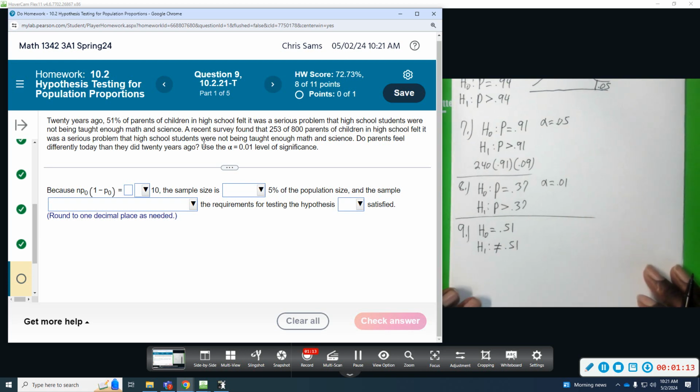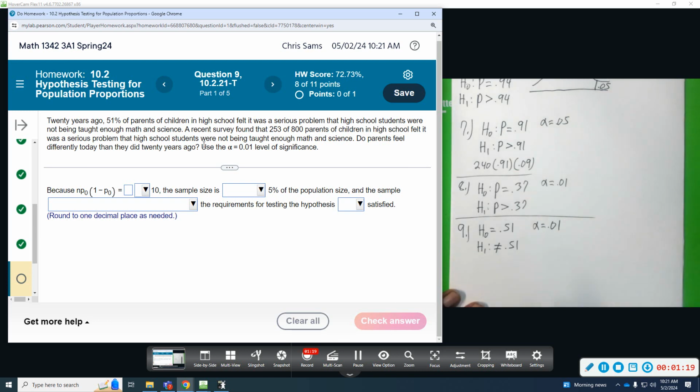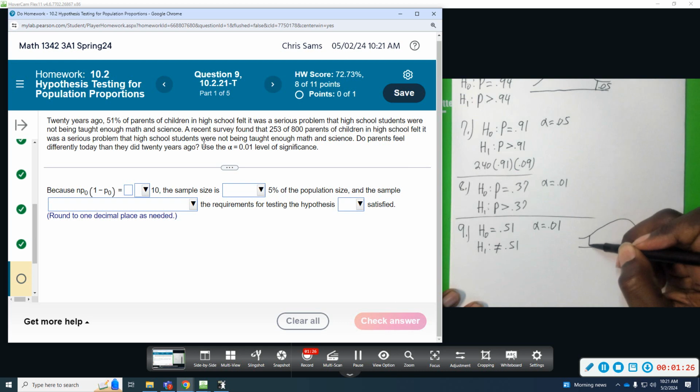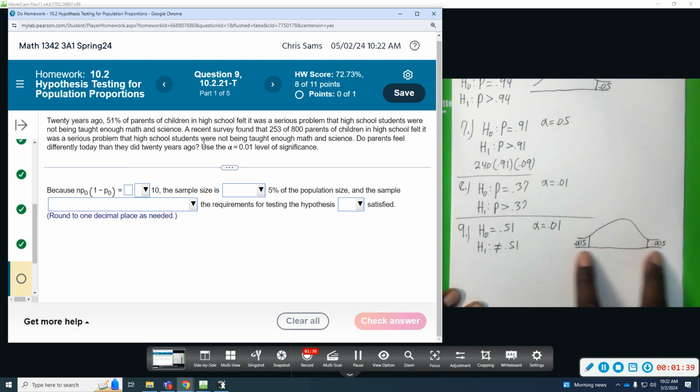Our level of significance is 0.01. So this is a two-tailed test. So we got two sides this time, and that 0.01 is going to be split into two pieces. 1% divided by 2, so we got 0.005 over here and 0.005 over here. So combined they give you 1%. So if our p-value is less than either one of these areas, we would reject.